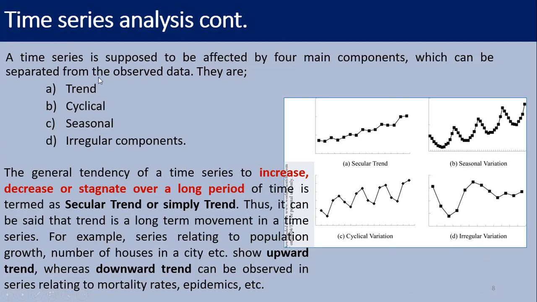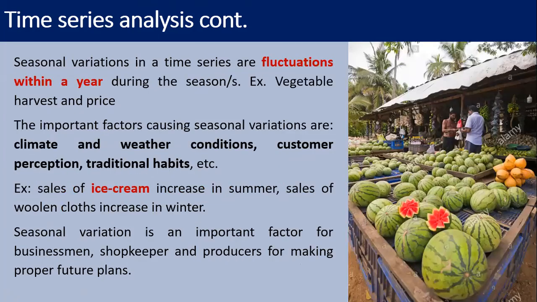So the behavior of a time series may increase, decrease, or stagnate over a long period. You know the meaning of increasing and decreasing, and stagnate means it remains constant for a long time period. There are different types of time series analysis we can draw and plot, based on our requirement.